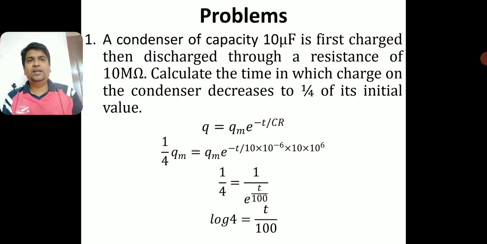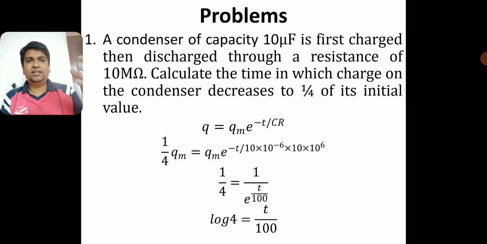You need to find the time taken for the charge to decrease to 1 by 4th of Q naught. Now your Q will be 1 by 4th of the initial value. Q will be 1 by 4th of the Qm. Substitute Q as 1 by 4th of Qm. I have substituted Q as 1 by 4th of Qm, as stated in the problem very clearly.